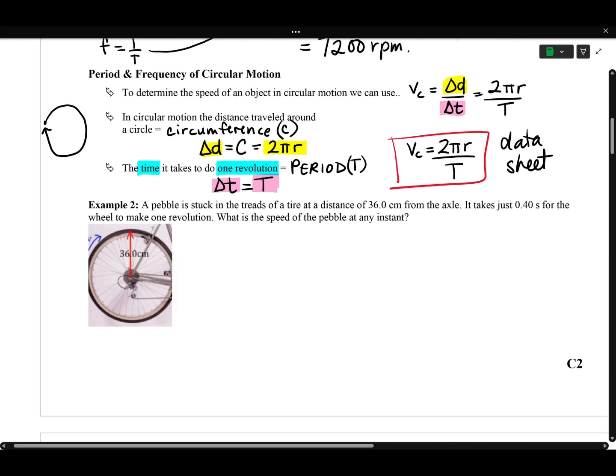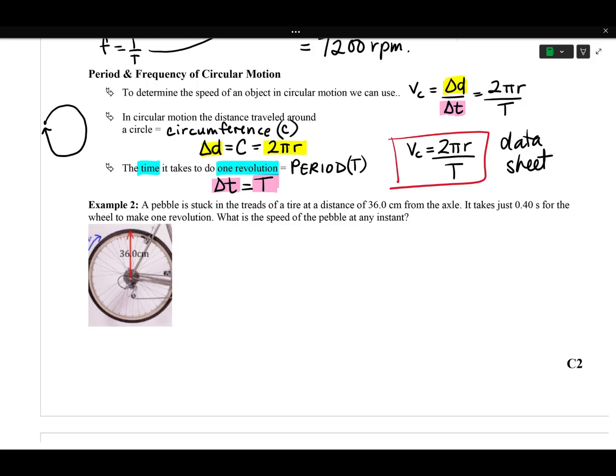Okay, so a pebble is stuck in the treads of a tire at a distance of 36 centimeters from the axle. It takes 0.40 seconds for the wheel to make one revolution. What is the speed of the pebble at any instant? So first, let's write down what we know. The axle is right here in the center, so they are giving us the radius. So radius is equal to 36.0 centimeters. The time it takes to make one revolution is a period, and that is 0.40 seconds. We need to solve for the circular speed.